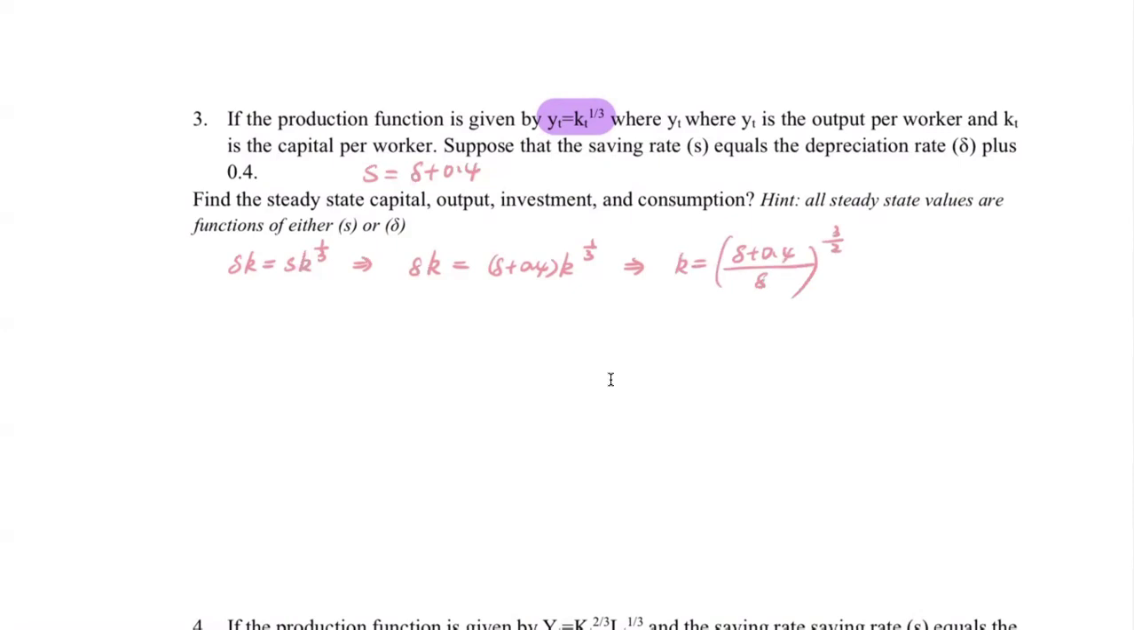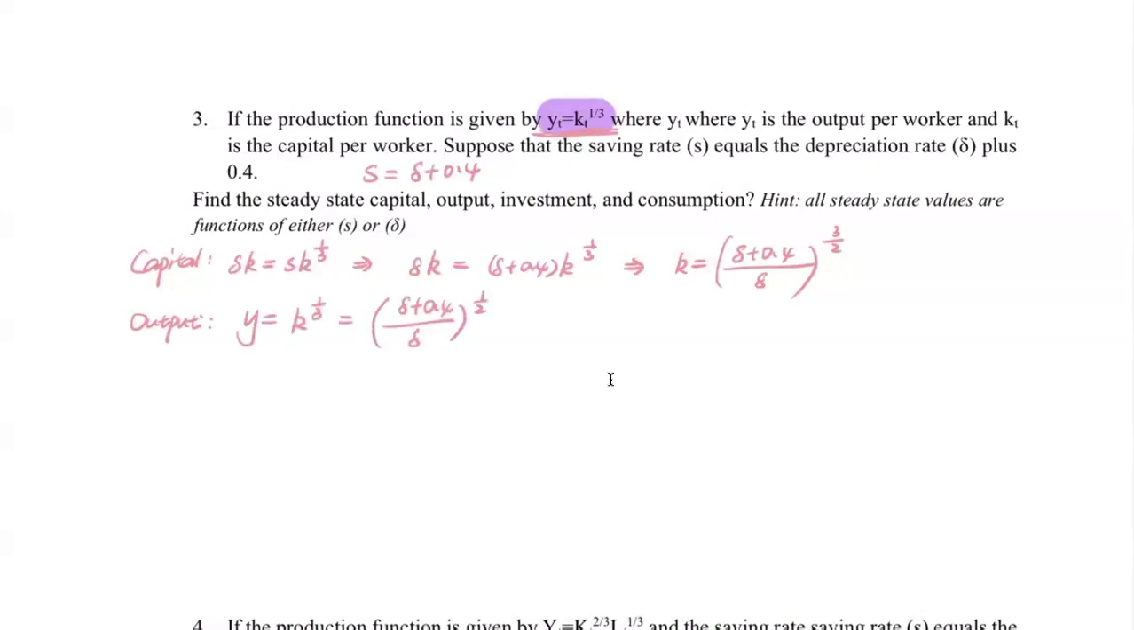Remember, all the steps are the same. Now you have the capital, then can you get the output? Because you just got the value of k, right? And you know the production function. So y is just k to the power of 1 over 3. So y's value is ((delta plus 0.4) divided by delta) to the power of 1 over 2.